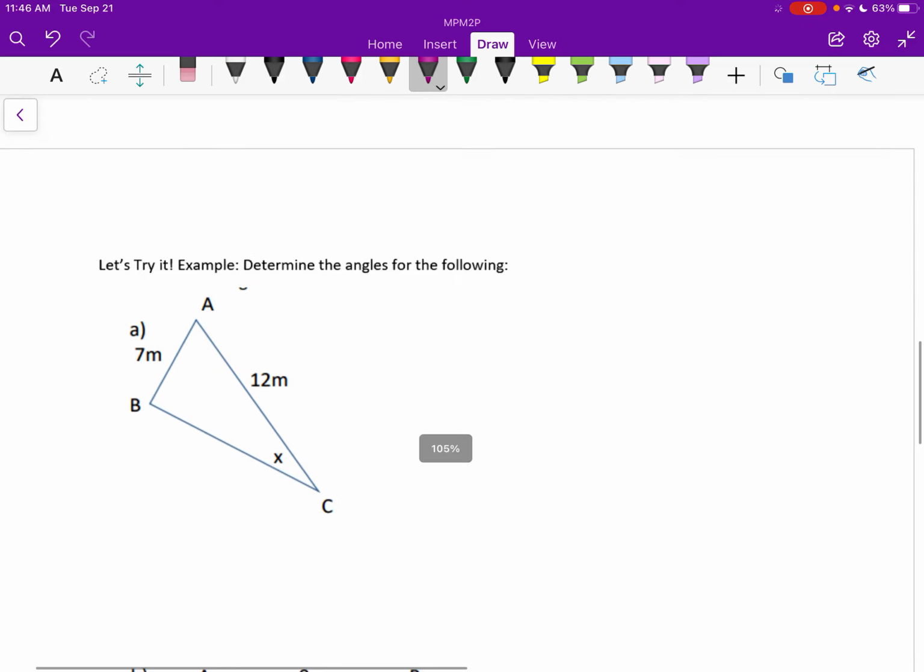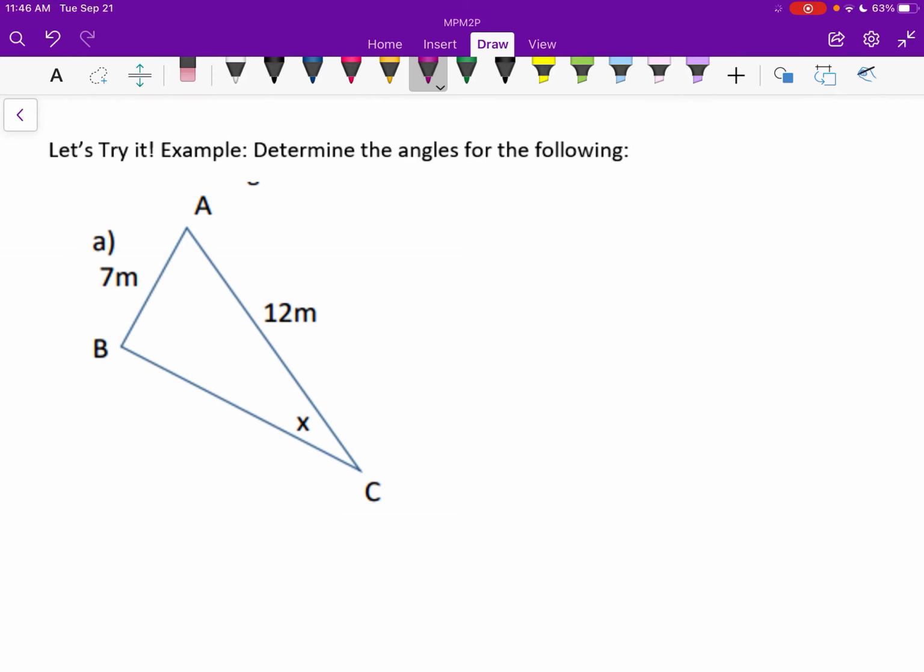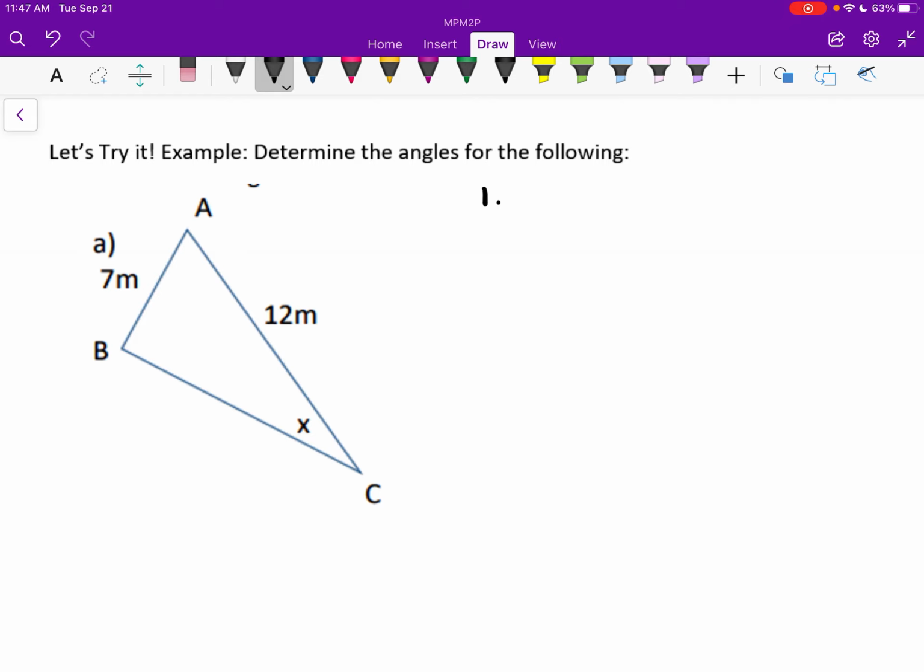Okay, so let's try it. I know there's a lot that just happened here. There's a lot of words that I just said. The best way to do this is to actually do the math. So let's go. Step 1 is determining what angle we're going to use. So we're finding angle X, right? This is the angle that we're using. Step 1, find the angle. We did that.